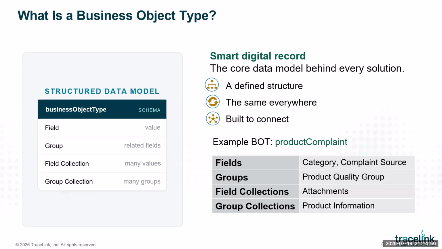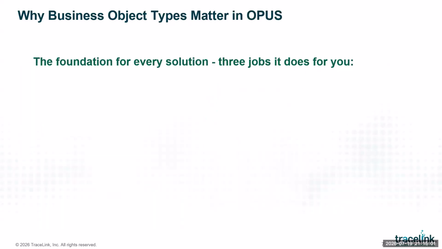So product complaint is not just a form, it's a structured data model that tells the system what complaint information to capture, how to organize it, and how to reuse it consistently. Now, why does this matter beyond just the mechanics? Because each business object type carries its own schema, its own lifecycle, and its own logic. It becomes the foundation for every structured application you build in Opus.